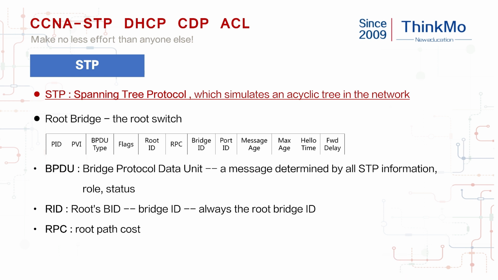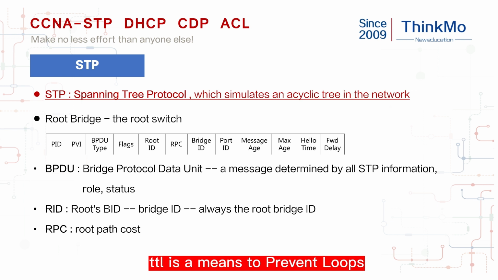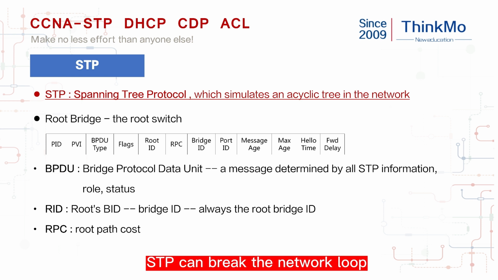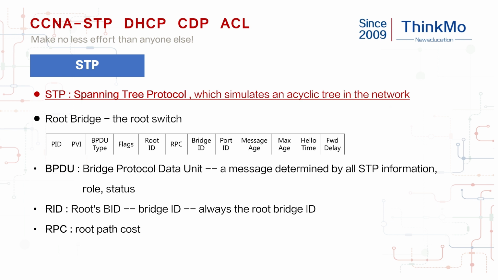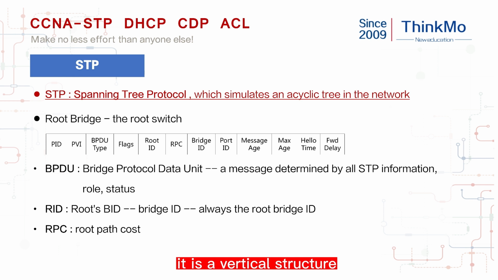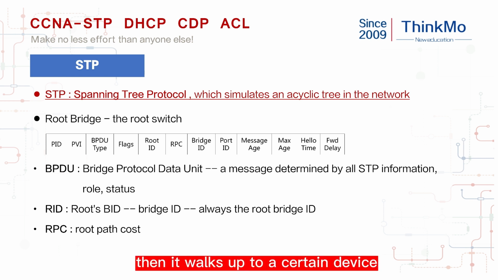Please pay attention. We talked about TTL before. In fact, TTL is a means to prevent loops. But it can't break them. STP can break the network loop. Run a protocol like this, and there are no loops in the network. This is the basic role and characteristics of the STP protocol. So what kind of method does it use to break the loop? It is a tree structure, starting from a tree root and spreading branches upwards. Then it walks up to a certain device. Is there not going to be a single line plugged back into the original first device? This is not going to happen.